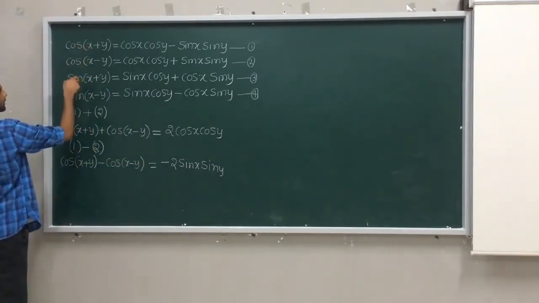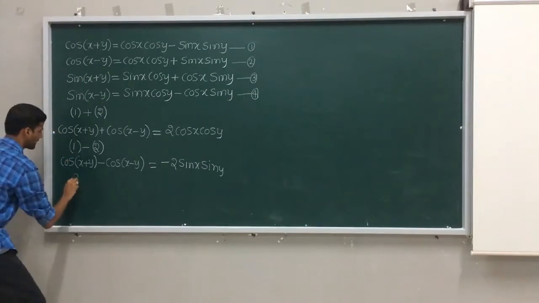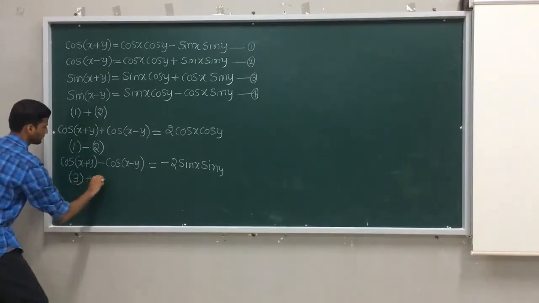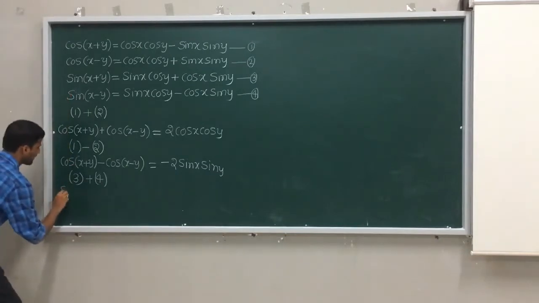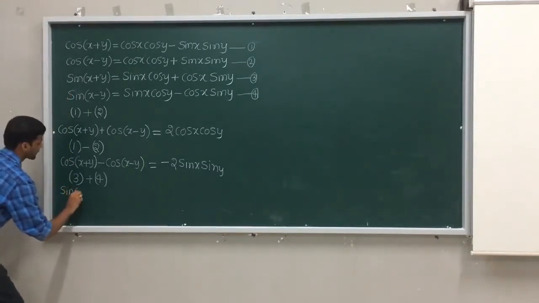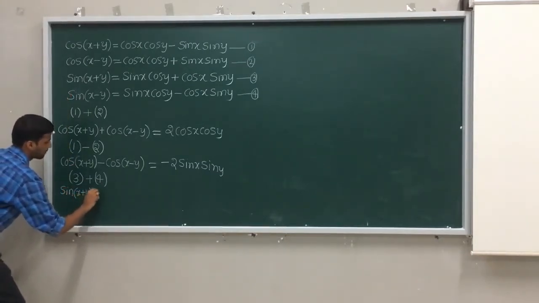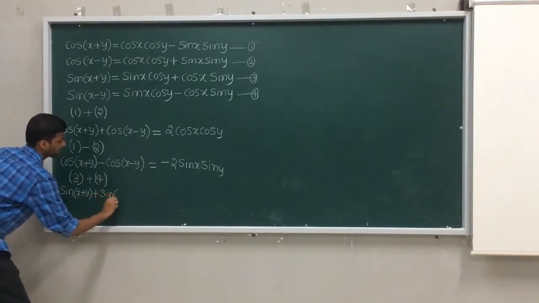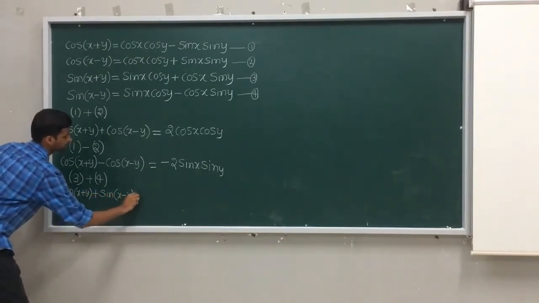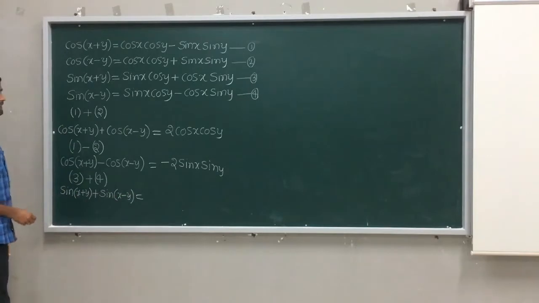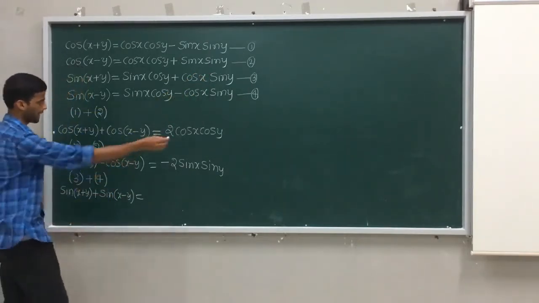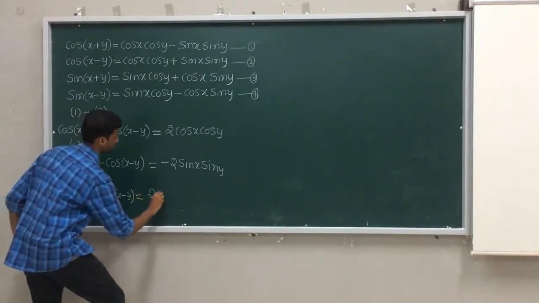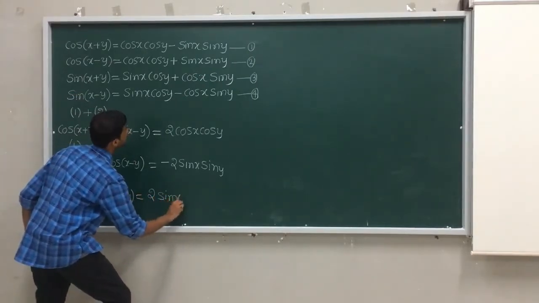Similarly, let me operate on 3 and 4. If I add 3 and 4, I am getting sin of x plus y plus sin of x minus y. When I add these two expressions, the cos x sin y terms cancel, so you are left with 2 times sin x cos y.